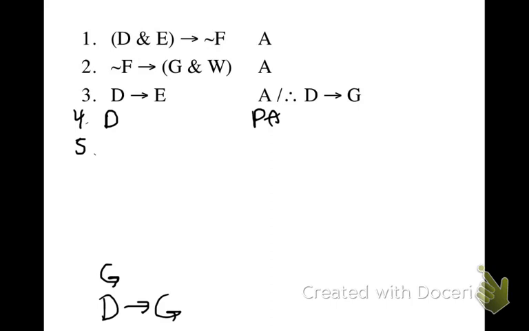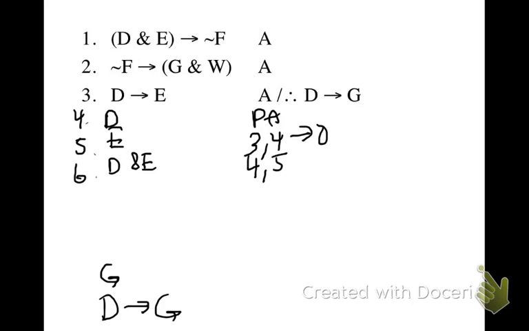D will let us get E out of line 3, so 3 and 4 by arrow out. Then we can put that D and that E together, D and E, by 4, 5, ampersand in. And that gives us the antecedent of the conditional on line 1. So we can use that to get not F out of line 1 by 1, 6, arrow out.